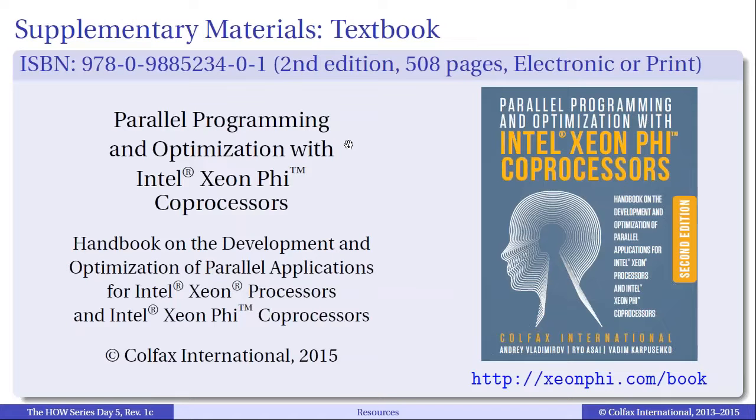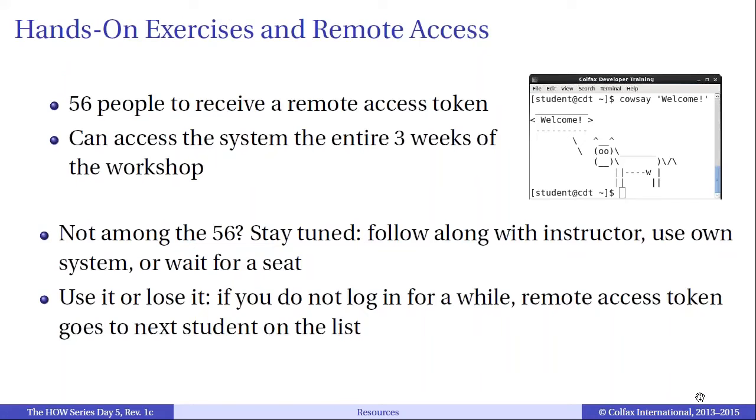This course is based on our book, Programming and Optimization with Intel Xeon Phi coprocessors. This is the URL for the book. It has discussions of all the topics that we discuss in the workshop and more. Also, all the exercises that we are dealing with come from this source.